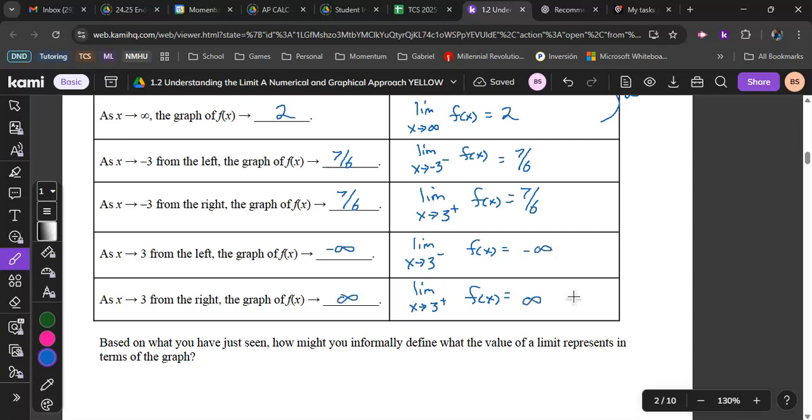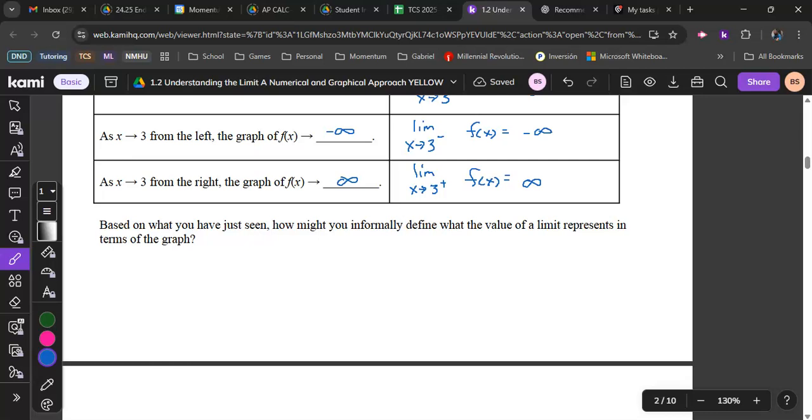What does that mean about the limit there? What is the limit at 3 then? Which means we say it doesn't exist, right? It doesn't exist because they're going to two different things. If they were both going up, what would the limit be? Positive infinity. If they're both going down? Good, right? So because they're going opposite directions, there is no limit at that asymptote, okay?